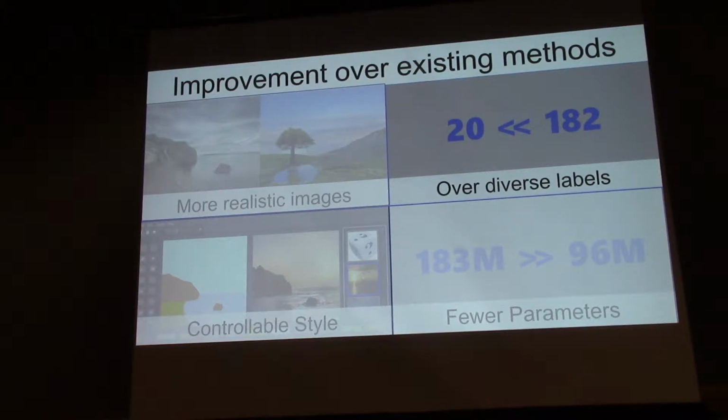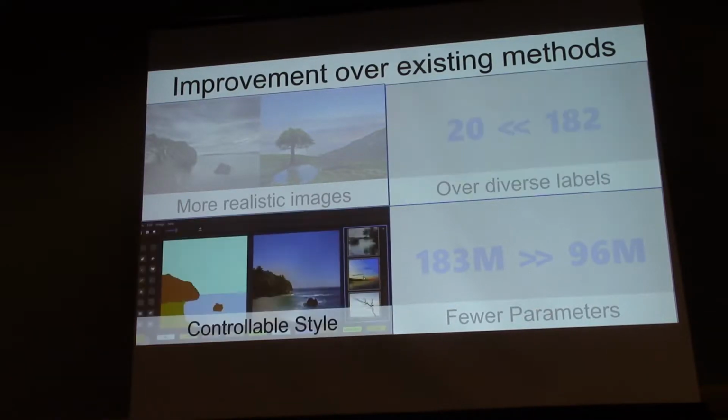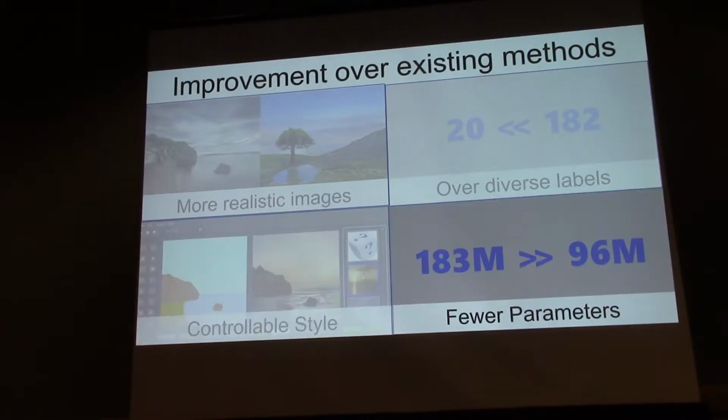class labels, which was a lot more than the 20 labels we used in the Cityscapes dataset. The style of the generated image is controllable. You can steal styles from the style image, and it achieves all this using a fewer number of parameters. So how did we do this?